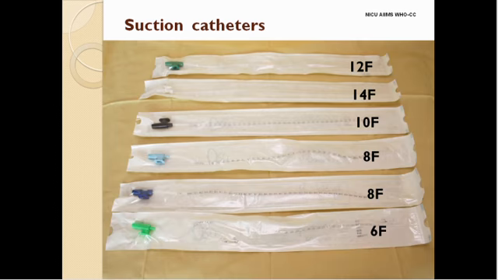There is a specific color coding for the different sizes of suction catheters which are available to us, and in this slide you can see the various types of suction catheters which are commonly available in the hospital. You can identify the catheter size by seeing the color code as is shown in the picture.